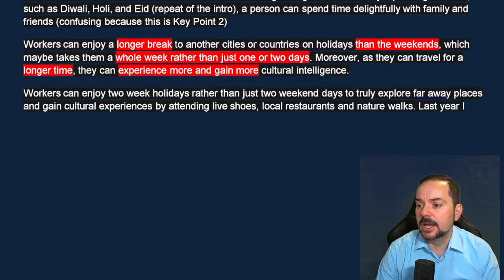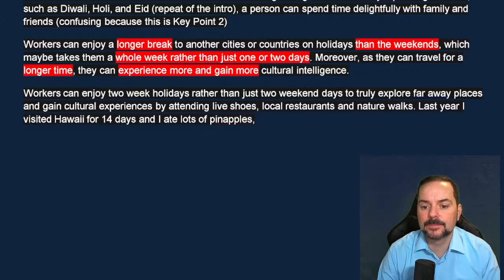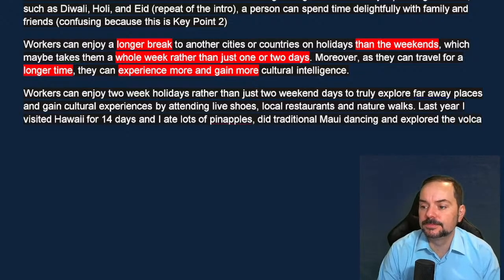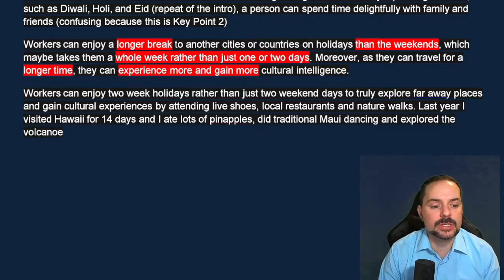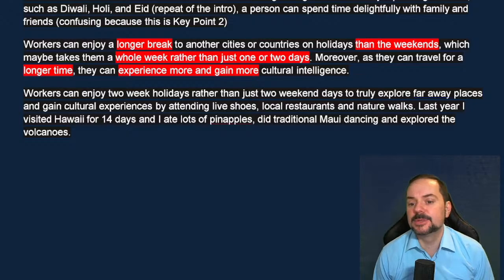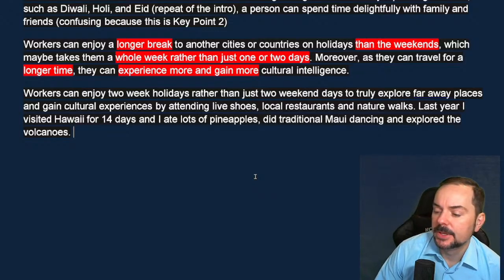Last year, I visited Hawaii for 14 days, and I ate lots of pineapples, did traditional Maui dancing, and explored the volcanoes. Okay, so now I'm just translating that into that specific example. Okay, all right. And he says, got it.